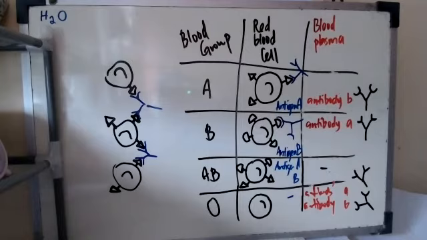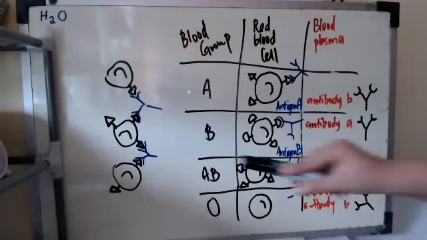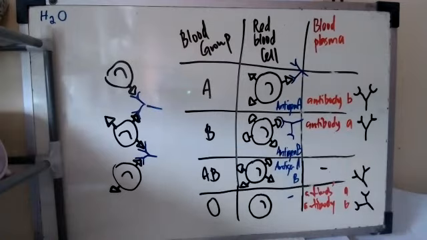What's the point of antibodies? Antibodies will tag foreign particles. In this case, it just happened that it tagged our own antigen.